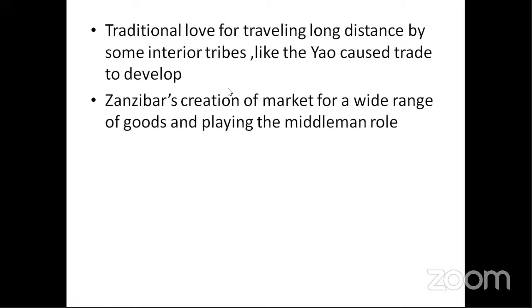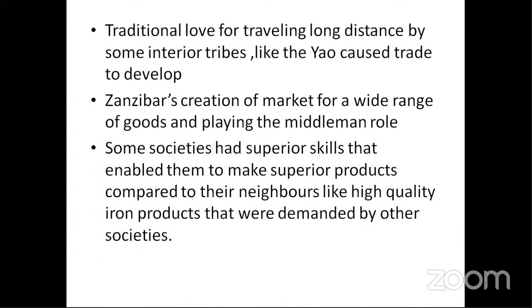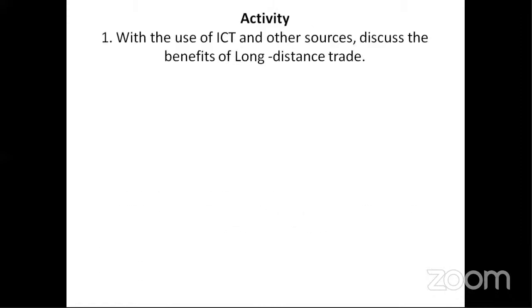There is this other point here. Zanzibar's creation, yes, we've been giving this point. That Zanzibar came in and then it became a market for the goods from the interior and from outside the interior. Then some societies had superior skills that enabled them to make superior products compared to their neighbors, like high quality iron products that were demanded by other societies. Some societies could produce goods which other societies could not, meaning that the societies that produced were exchanging these goods with what they could not produce. And this also led to the development of the long distance trade.